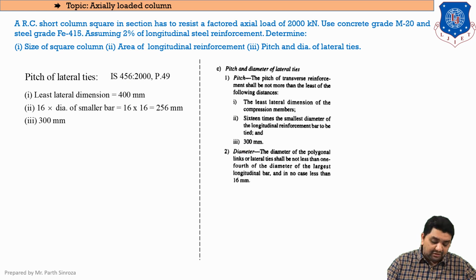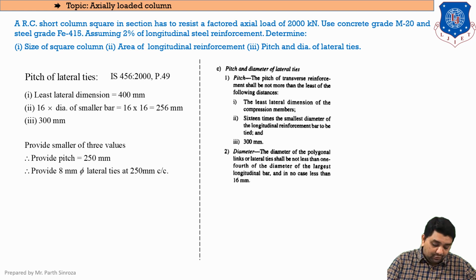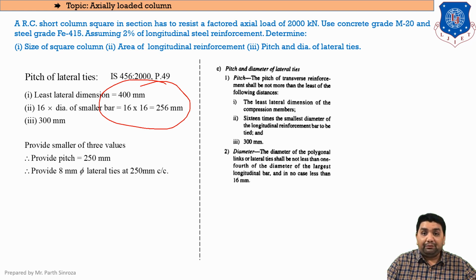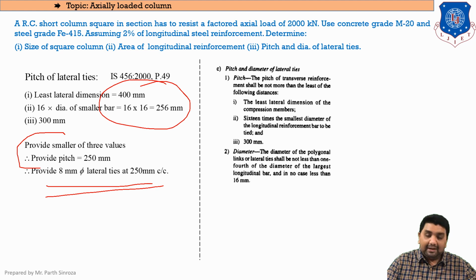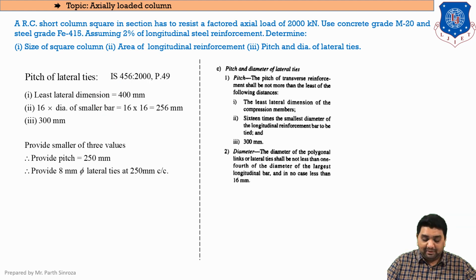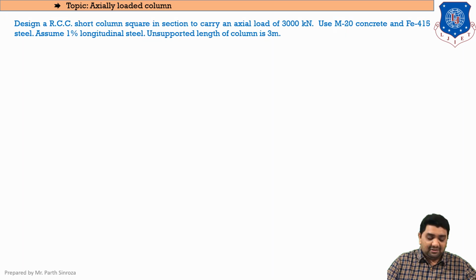So out of these three cases we always need to provide the smaller value. The smallest value out of these three cases comes out to be 256, but as we can't provide 256 mm spacing, we will be rounding it off to the lower value, that is 250. So we will be providing the pitch to be 250 mm, that is, the distance between two lateral ties will be 250 mm. So the final answer will be providing 8 mm diameter lateral ties at 250 mm center to center spacing.